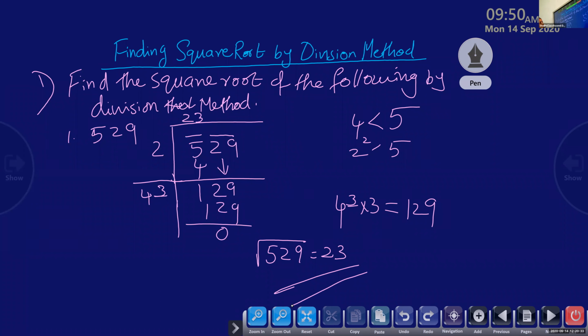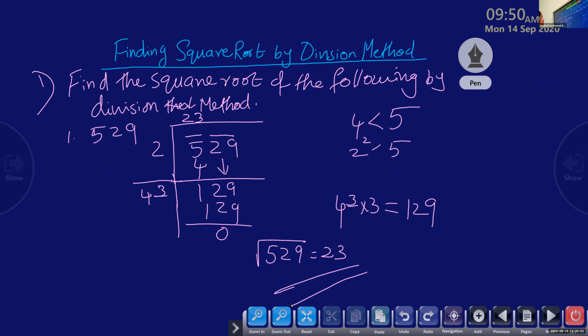Square root of 529 is 20. Right? We will do some more questions so that you will know it, don't worry. I will explain some more questions such that you can understand it.